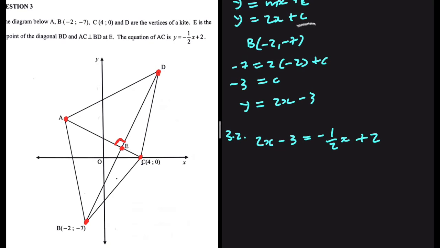So minus 1 divided by 2x, if we take that to the left-hand side, we're going to have 5 divided by 2x being equal to, minus 3 to the right-hand side, we have 2 plus 3. So this is equal to 5. So x is equal to 5 multiplied by 2 divided by 5. x is equal to 2. So that is the x coordinate at E.